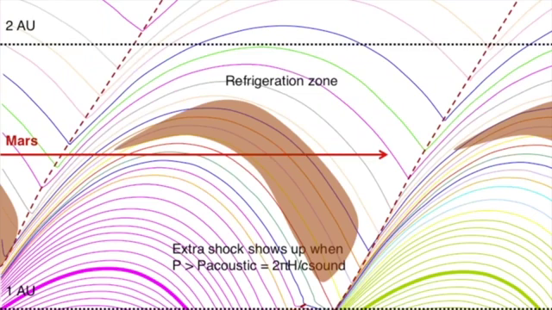Just for scale, this is the Earth's orbit. This is the orbit of Mars. We're talking about something that fills up the inner solar system in the case of a Mira variable.